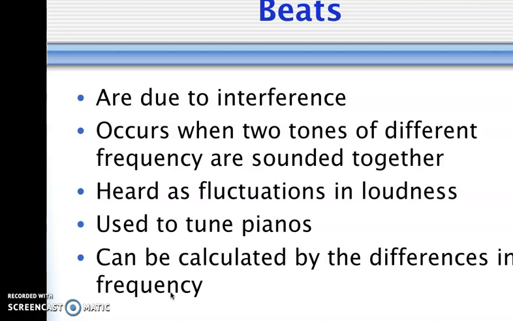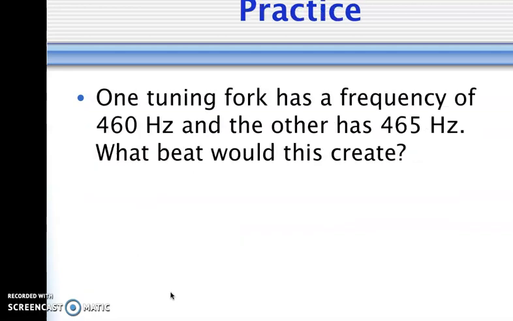And you can calculate those by the difference in the frequency. So if 5 beats occur, then that means the frequencies are different by 5 hertz. Here's one practice. One tuning fork has a frequency of 460 and the other 465. What beat would this create? You would simply take 465 minus 460 and you get 5. And that is it for today.